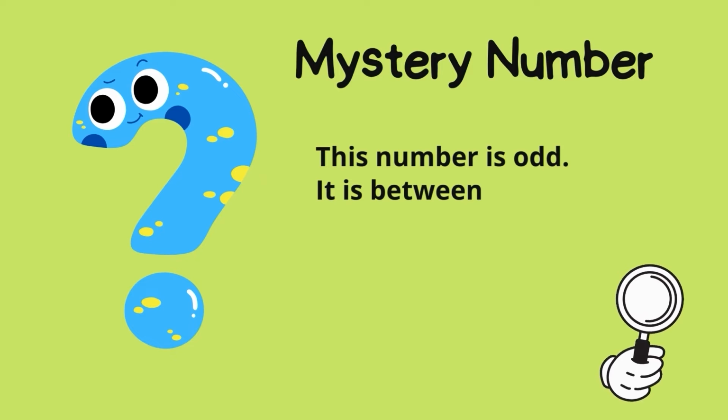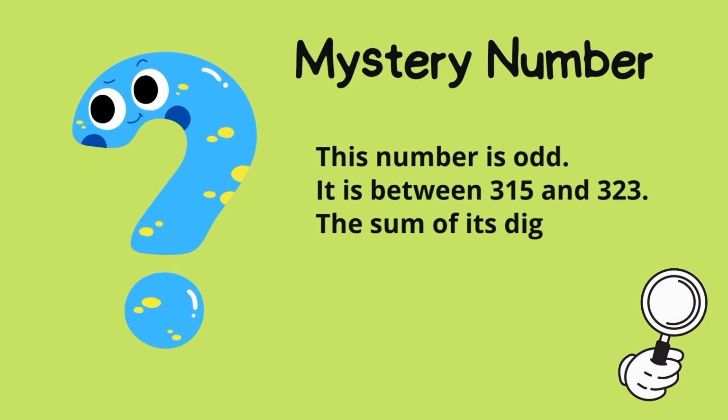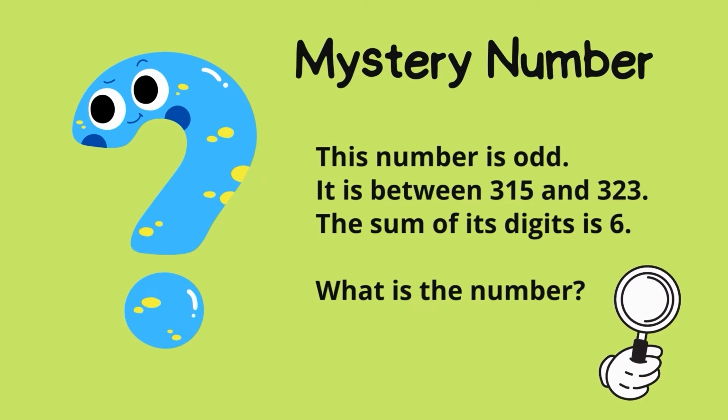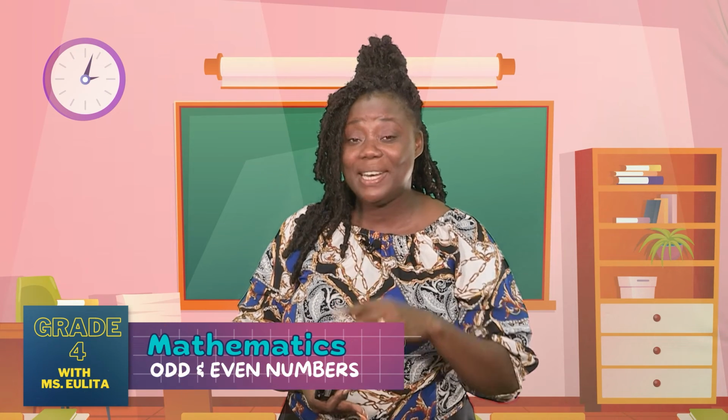Listen to the clue. This number is odd. It is between 315 and 323. The sum of its digits is 6. Boys and girls, take a minute to solve this mystery for me.